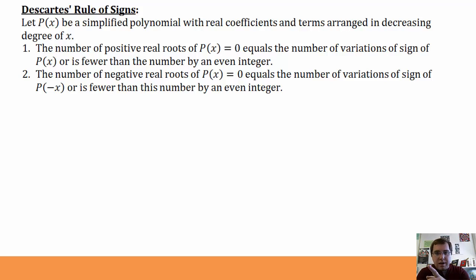So I count up how many times the signs change in the terms, so how many times it goes from positive to negative or negative to positive. That is the number of variations of signs. So the number of positive real roots will be that number, or be smaller than that by an even integer. So subtract 2, and I'll have another option. The number of negative real roots of p of x equals 0 equals the number of variations of sign of p of negative x, or is fewer than that by an even integer. So that probably makes no sense to you right now, and that's okay. Let's look at an example.